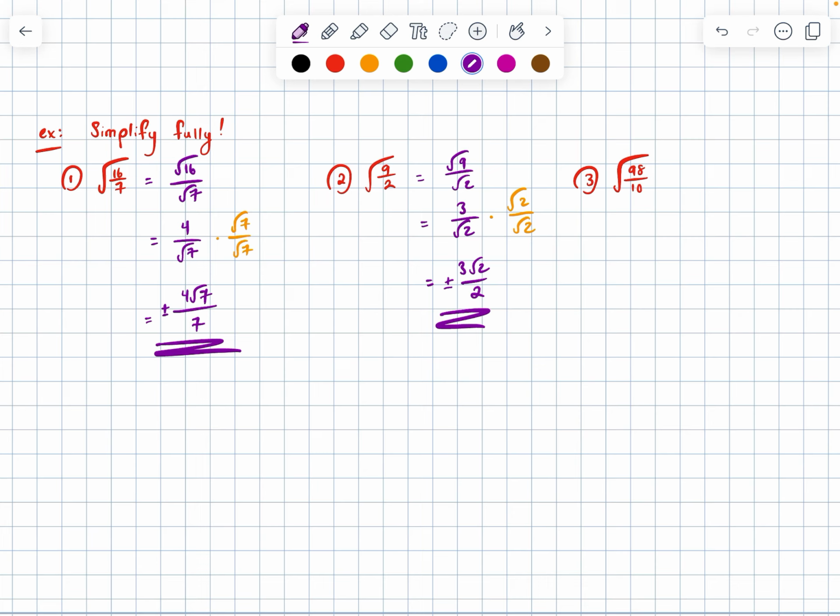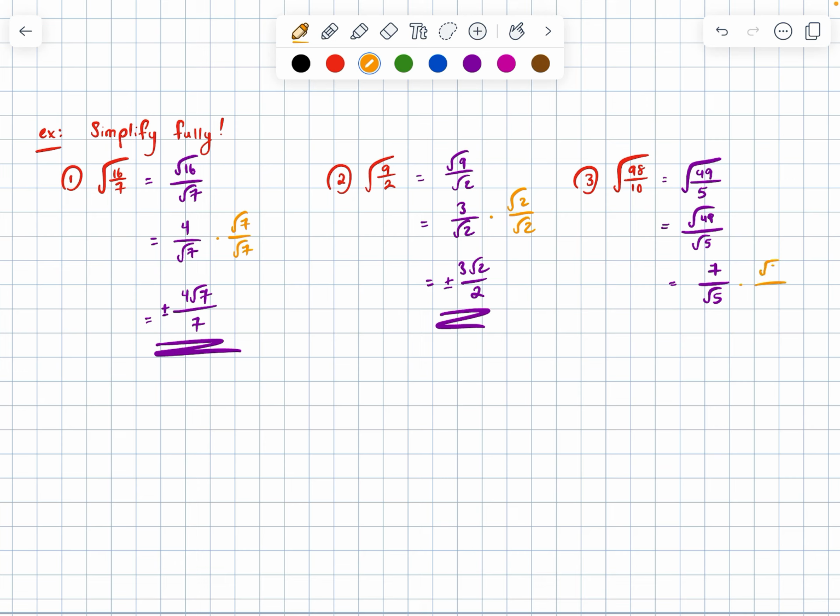And last but not least for number 3, the square root of 98 over 10. I could get started from here, but you might notice that 98 and 10, both of those are divisible by 2. So simplifying my fraction here, let me divide 98 by 2 to get 49, and 10 by 2 to get 5. From here, I'll split this up using my quotient property. This is the square root of 49 over the square root of 5. The square root of 49 is plus or minus 7, but again, I'm going to hold off on the plus or minus for now. I have 7 over root 5.